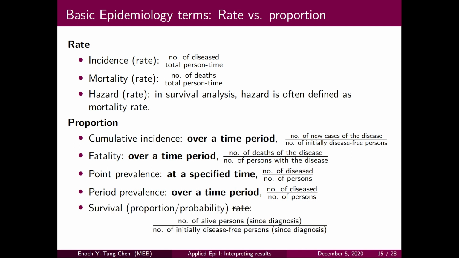And survival proportion. It's not a rate. Please don't say survival rate. Till now you can still see a bunch of articles that still say survival rate, but that is not correct. The denominator does not involve person time inside. It is just a group of disease-free patients at risk. It is a proportion, not a rate.